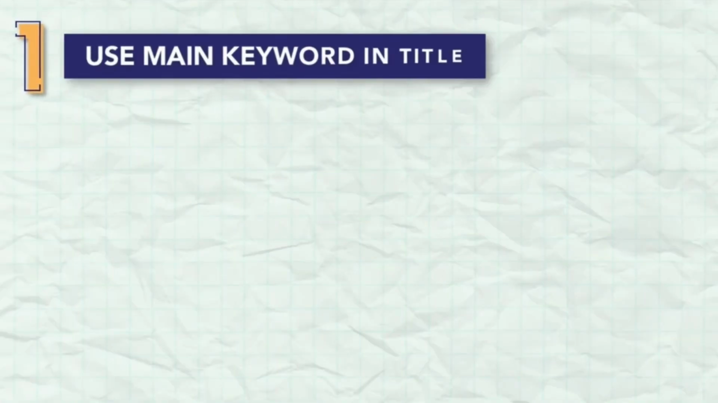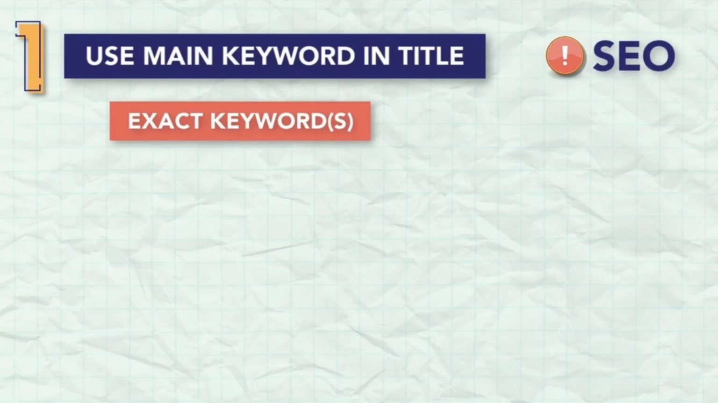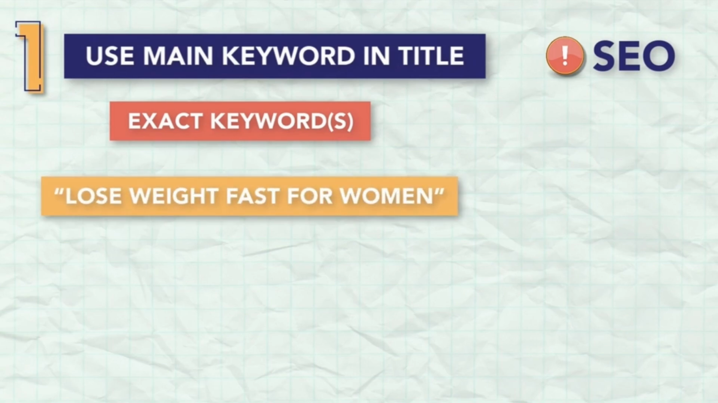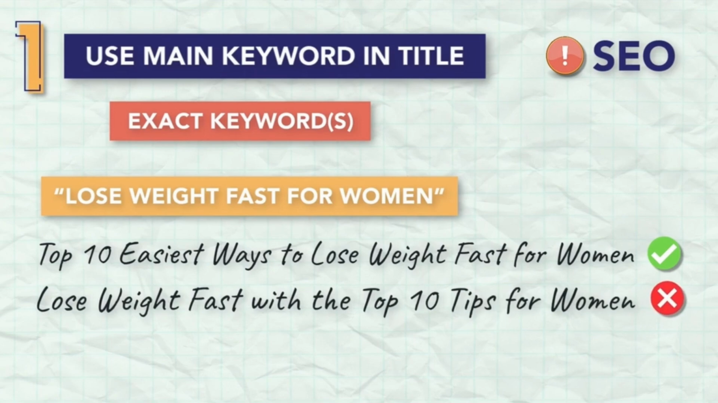Number 1 is that it's really important to use your main keyword in your article title. This is super important for SEO. It's also important that it's your exact keyword or as close to it as possible and not some variation of it. For example, if your keyword is lose weight fast for women, your article title should include that exact keyword phrase in it. Like this, the top 10 easiest ways to lose weight fast for women, and not lose weight fast with the top 10 tips for women. Now, that is the absolute most important part about your title.